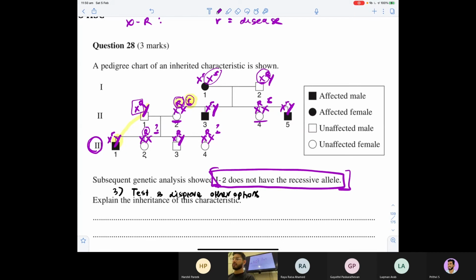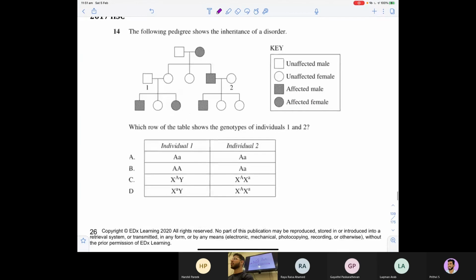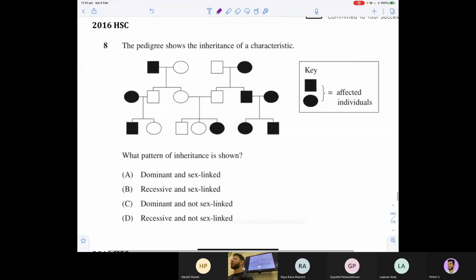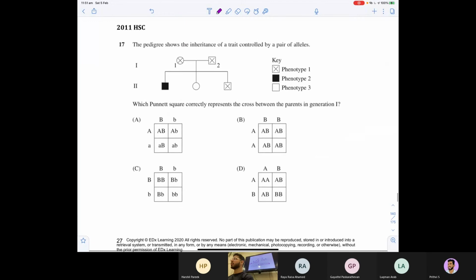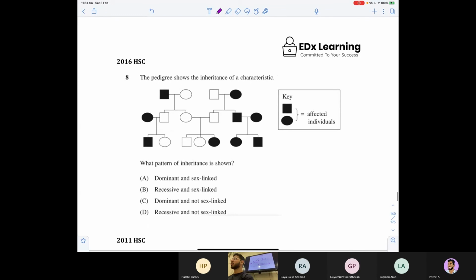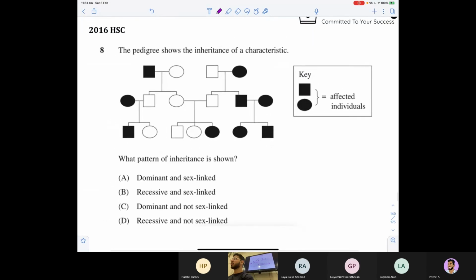Do you all want to do one more pedigree or do you want to move on? One more? Okay. For this one, I'm not going to help you at all. You're going to come to an answer, and I'm going to ask all of you to see how your pedigree analysis skills are. Sure, give me 1 second. Let me try to find it. Okay. This is from my HSC paper, 2016.